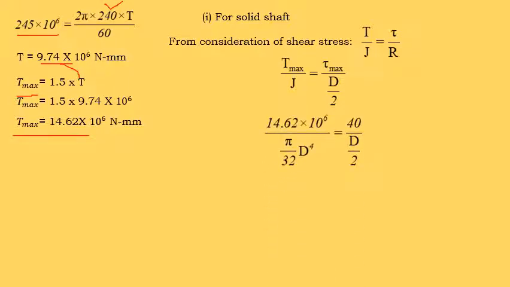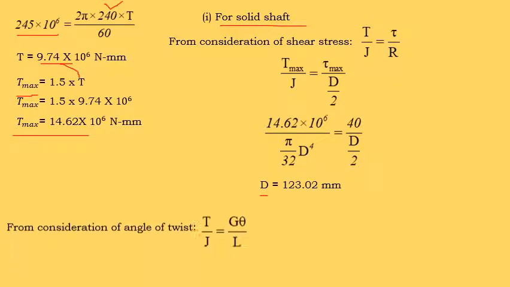So T max we got 14.62 into 10 to the power of 6, substitute here, and J, the formula for polar moment of inertia, pi by 32 into d to the power of 4. Then tau max given is 40, and this is radius in terms of diameter, therefore d by 2. Both from the left hand side and right hand side we have the diameter capital D, therefore by solving this equation we can get the diameter value, capital D is equals to 123.02 millimeter. So this is the diameter of the shaft if we consider it as a solid one.